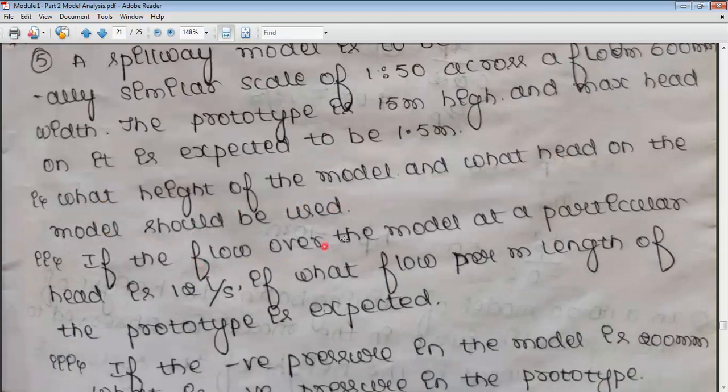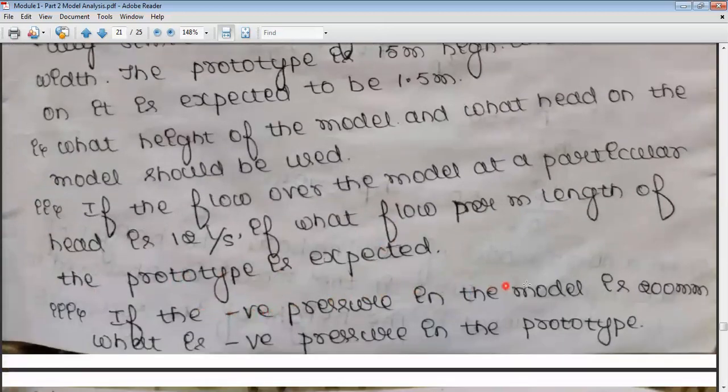Second one, if the flow over the model at a particular head is 12 liters per second, what flow per meter length of the prototype is expected? Third one, if the negative pressure in the model is 200 mm, what is the negative pressure in the prototype? Okay, so first we will take one by one. First one is what height of the model and what head on the model.